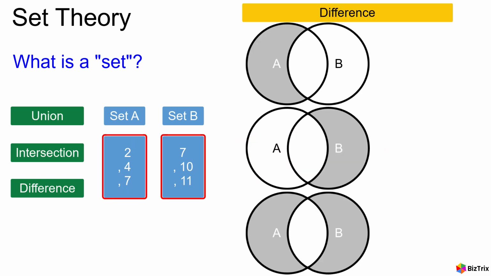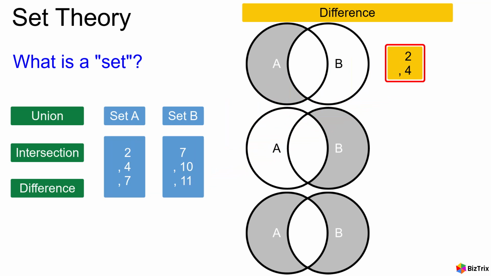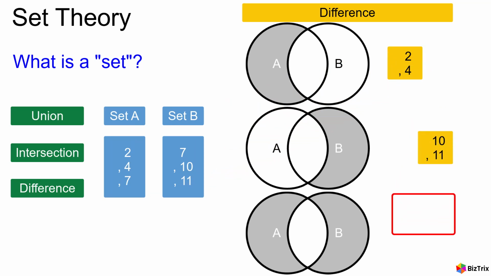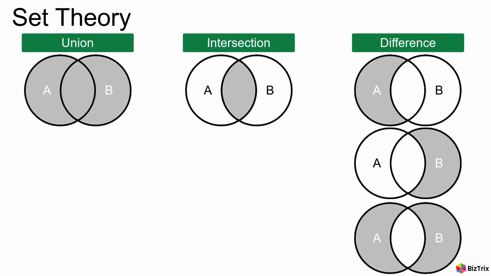If we take the difference between A and B, then we must decide what difference to perform. Keep the non-overlapping area of A, keep the non-overlapping area of B, or keep the non-overlapping area of A and B, which could also be said as remove the intersection. We will learn about joins and group by later, but set theory is how SQL evaluates data. It's simple and very powerful.